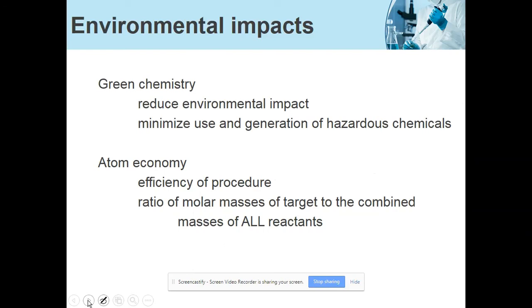So those are some of the problems. Now we'll look at some of the solutions. So green chemistry is simply the idea that we want to reduce the environmental impact of these nasty chemicals by minimizing how much we use and minimizing how much we make.